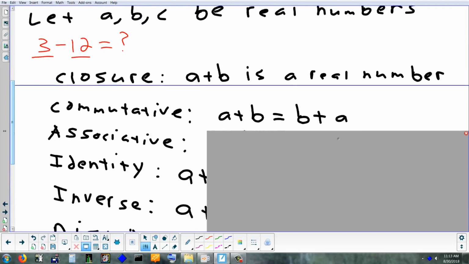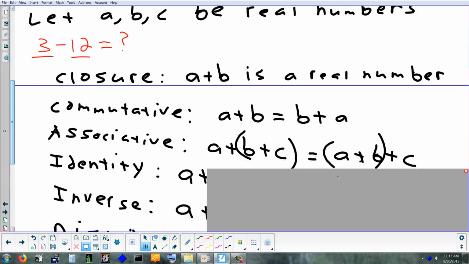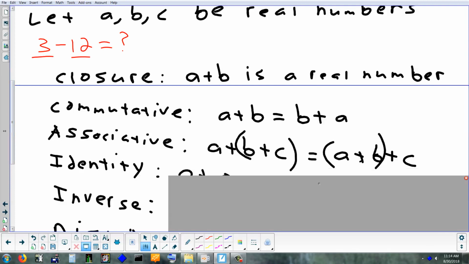So with grouping, I need a third thing. The order is the same on each side: ABC, ABC. The difference is on the left, I've grouped B and C together, I'm doing that first. And on the right, I've grouped A and B. So it just has to do with grouping, the order in which you do things. If you notice, all the properties I'm focusing on right now are for addition. Some of these do work for multiplication as well, and we'll talk about that a little bit.